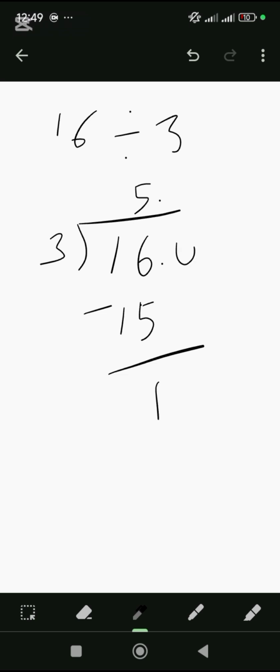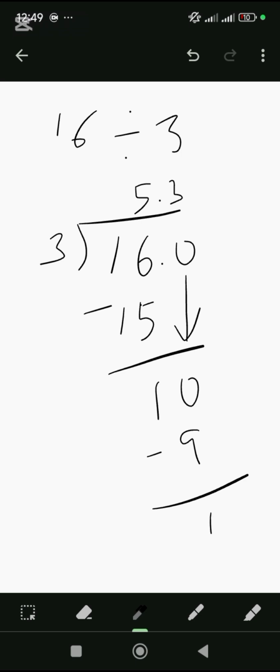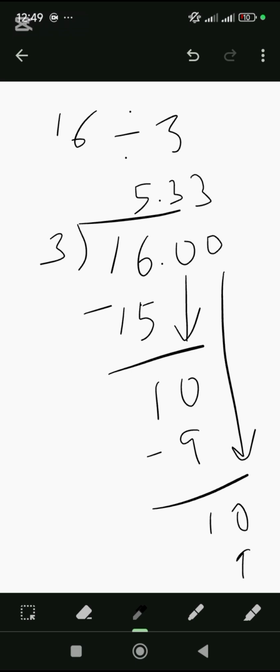Okay, so we have 0 here that we can bring down, and this will be 10. How many 3 are in 10? That will be 3. And so we multiply, we'll get 9. We subtract this, and that will give us 1. We can do that again and have 0 here, which we can bring down. And so we can have 10. 3 into 10 will go 3 times. And when we multiply, we have 9. And when we subtract, we'll have 1 again.